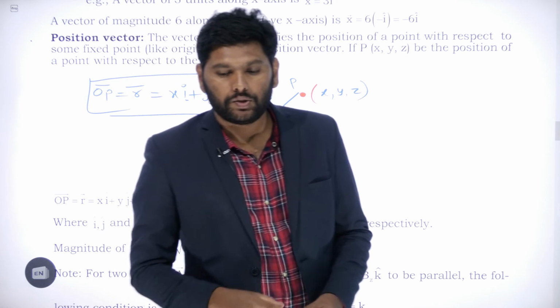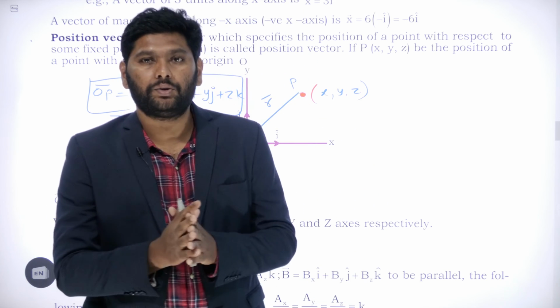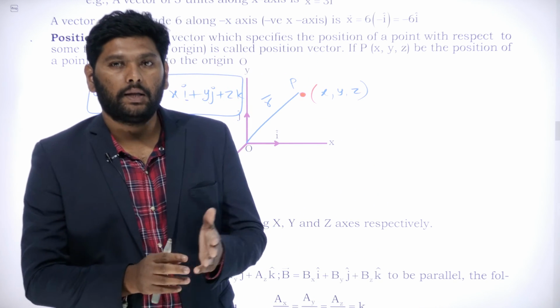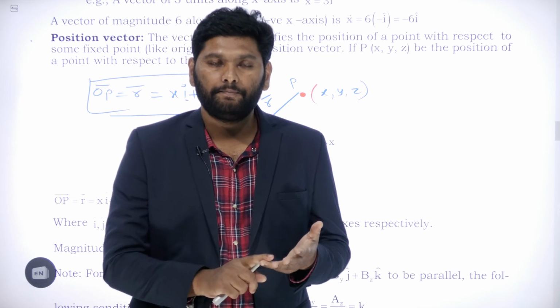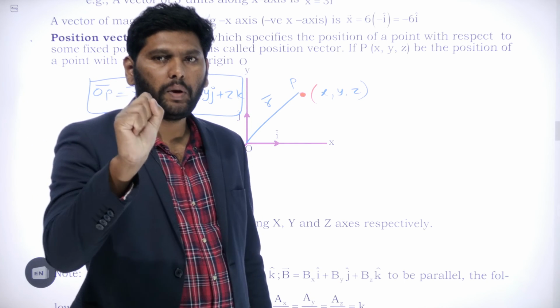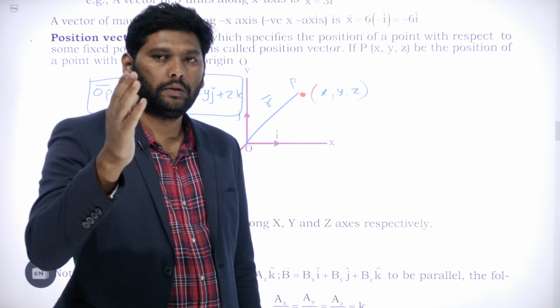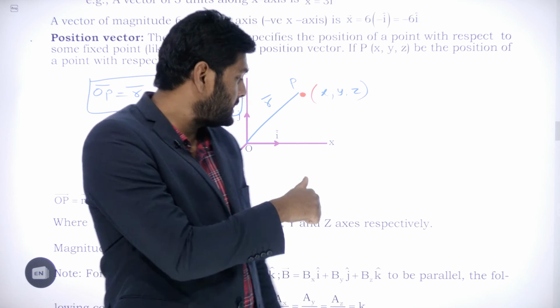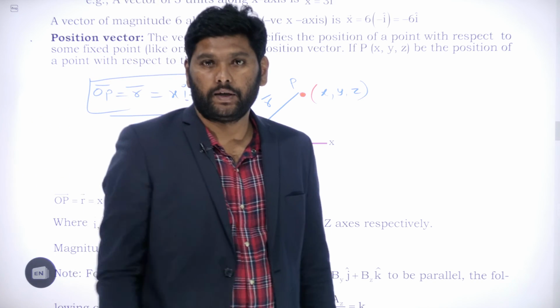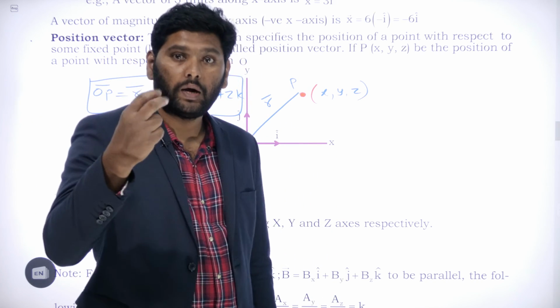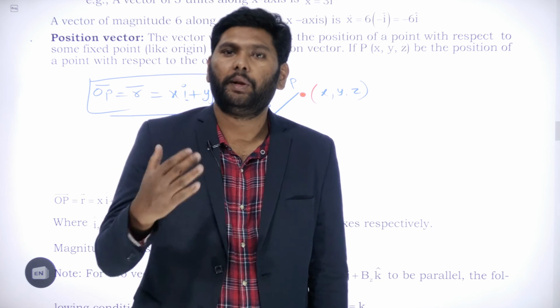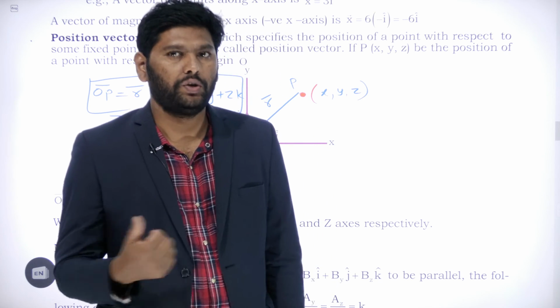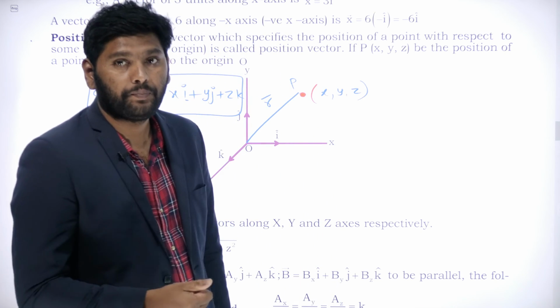Got my point? I hope you have understood the unit vectors and vectors, everything. I'll tell you the important types of vector: the first one is the position vector and the next one is the unit vector. These two are very, very important. Many times we will repeatedly use the unit vector and position vector.